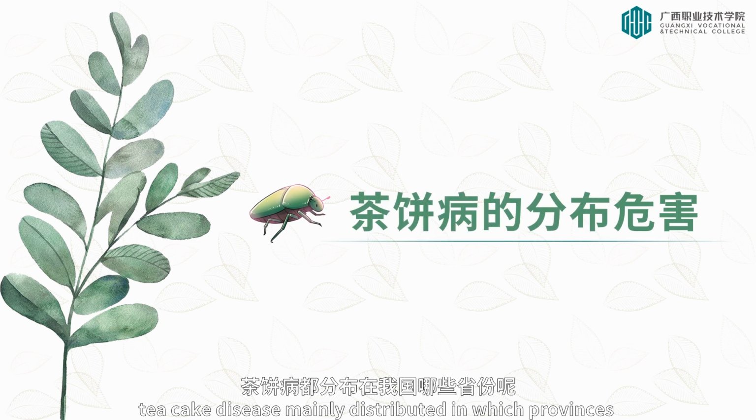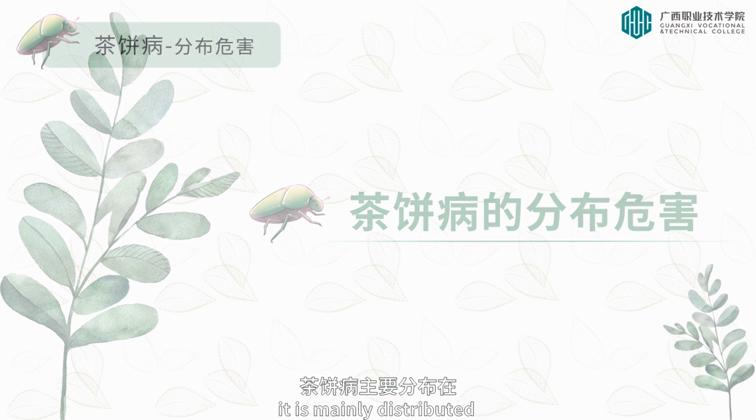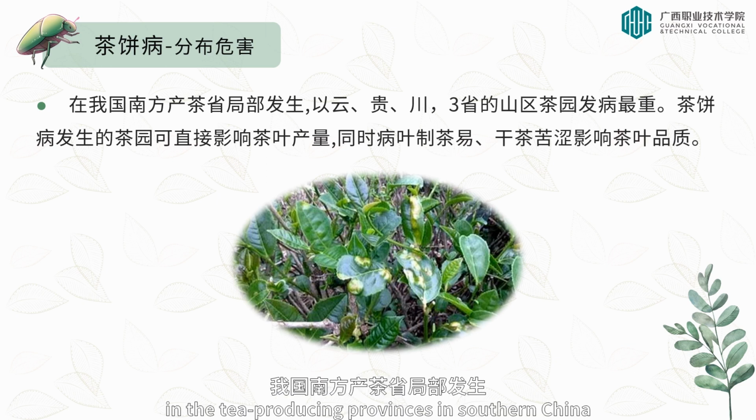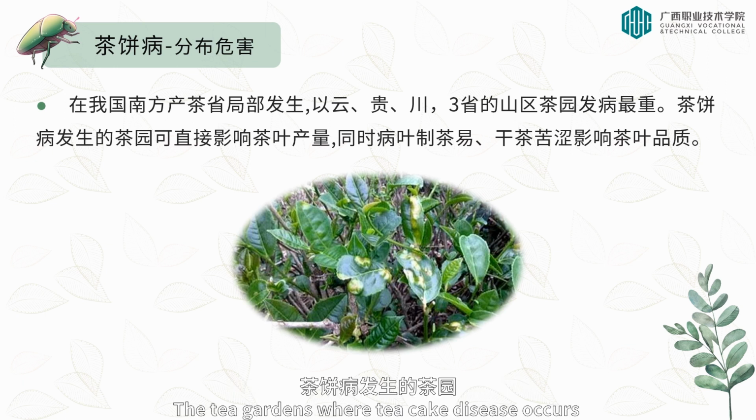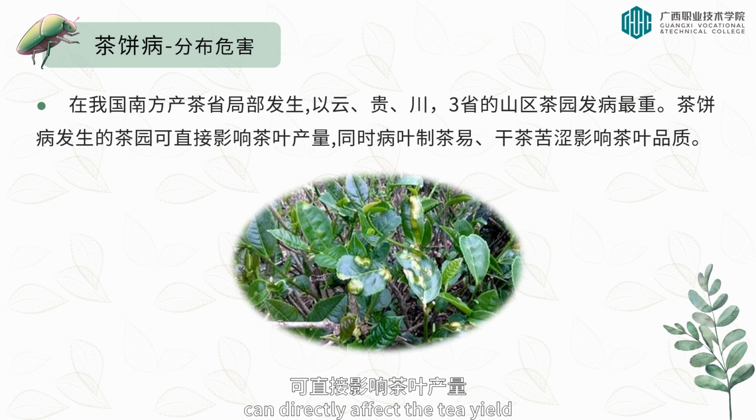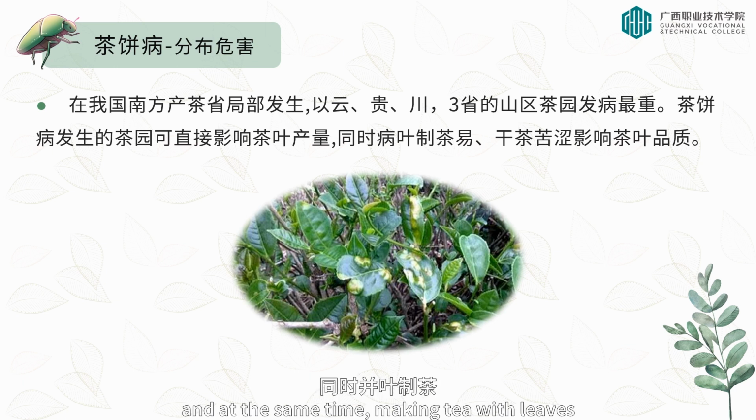Second, in which provinces in China is tea cake disease mainly distributed? It is mainly distributed in the tea-producing provinces in southern China. The disease is most serious in the mountain tea gardens of Yunnan, Guizhou, and Sichuan provinces. In tea gardens where tea cake disease occurs, it can directly affect the tea yield, and at the same time, making tea with diseased leaves can easily affect the quality of tea.